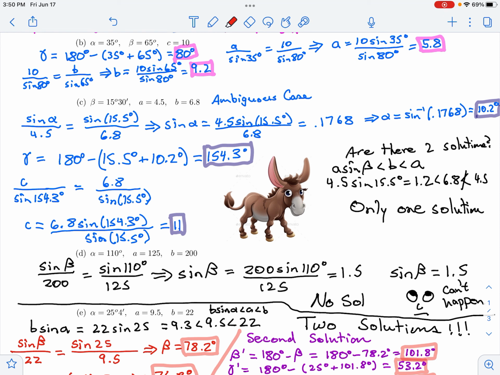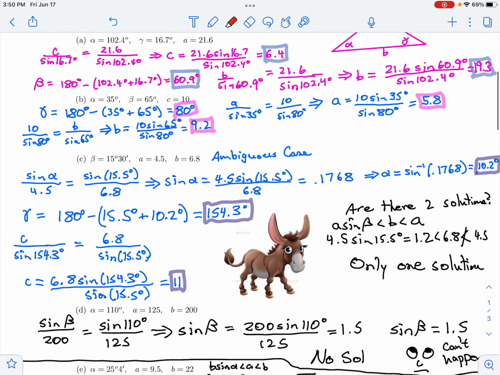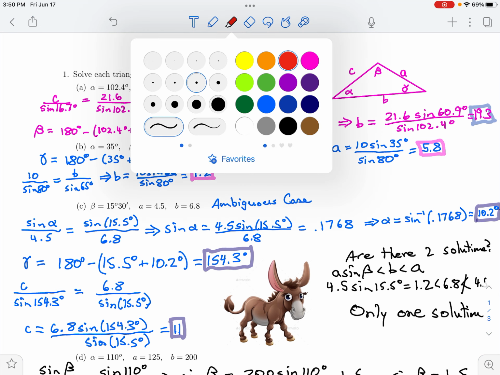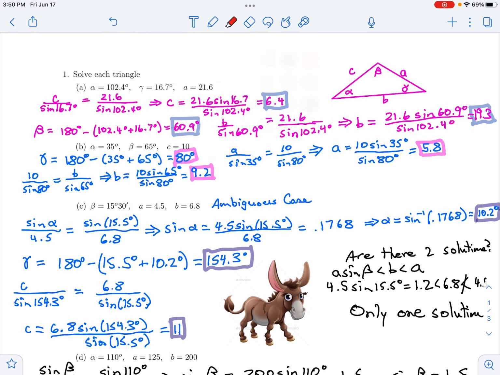Now remember, with the ambiguous case, it's a side-side-angle thing. You've got an angle, and then a side, and then another side. It's not side, angle, side. So let's see what we've got here. How do we know it's the ambiguous case? Well, I've got beta, and then I've got side A, and then side B. Look at that. That's angle, side, and side. So that tells me I've got the ambiguous case there.